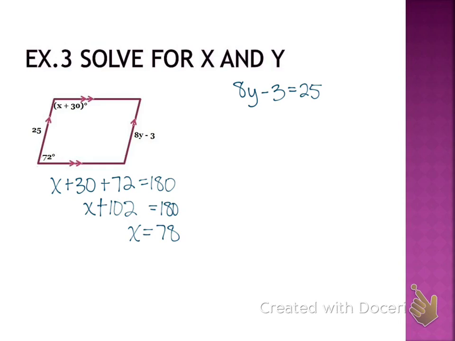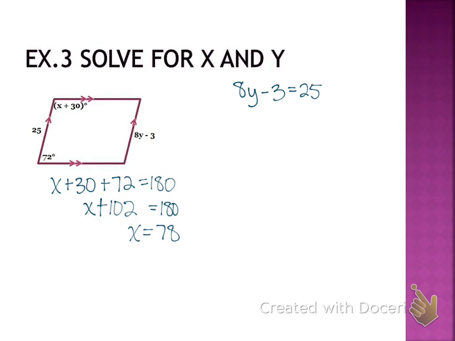What do we know about the opposite sides of a parallelogram? They're congruent, or they're equal to each other. So if 8y minus 3 is on the right side and 25 is on the left side, those should be congruent to each other because it's a parallelogram. Questions about that equation?